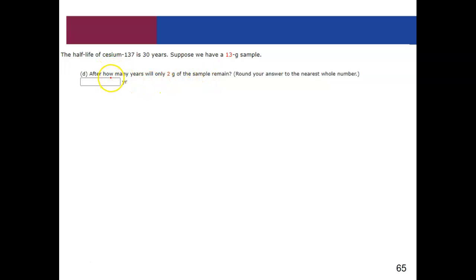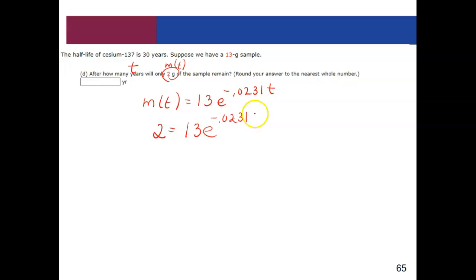Okay, last part here, after how many years, so that's our time, will only 2 grams of the sample remain. So this is going to be our m of t that we are given. So we're going to use that same model that we've been working with. I'm going to put 2 in. That's the amount that we have after a given time. And we've got to solve it for the t. Okay, so the first thing we want to do is get rid of the 13. So we'll have 2 over 13 equals e to the negative 0.0231 t.